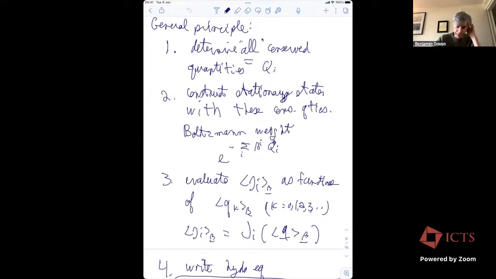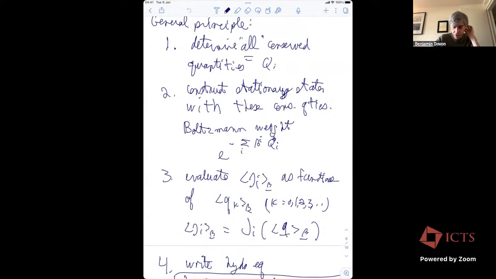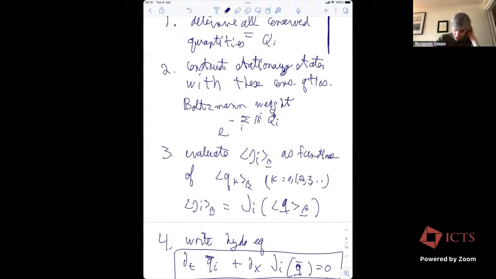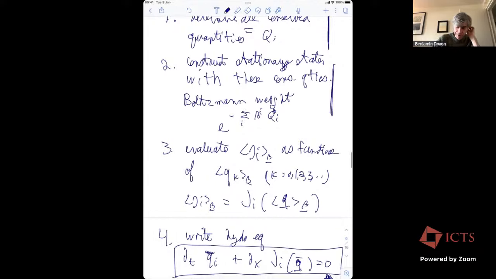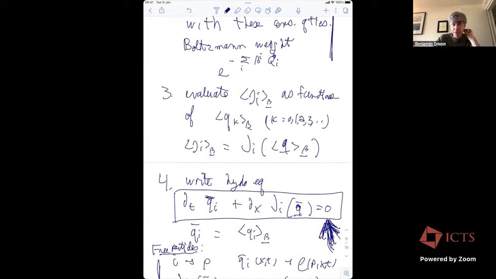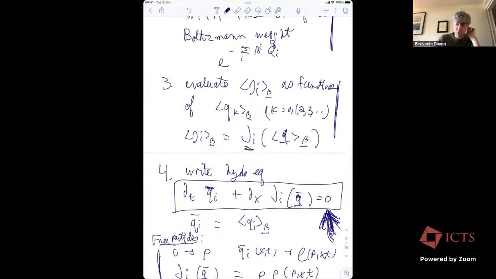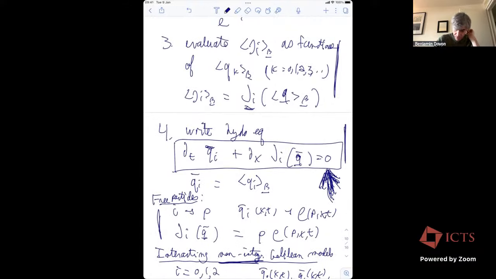So principles like that. In order to get the stationary state, we have to determine all the conserved quantities. Once we have that, we construct the stationary states, which are of Gibbs form. Once we have that, we have to evaluate the densities and the currents. And in fact, we just really need to evaluate the currents as a function of densities. So there is this current function that appears. And once we have that, we write the hydro equation. This is the emergent dynamics. So this is a recipe, if you will.